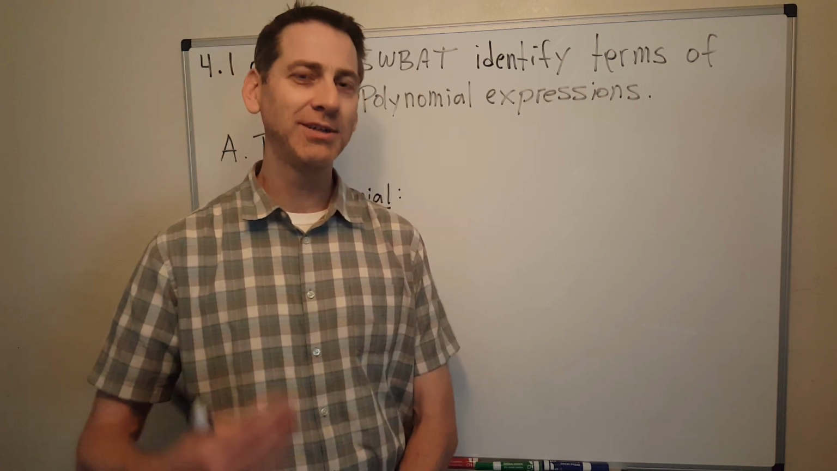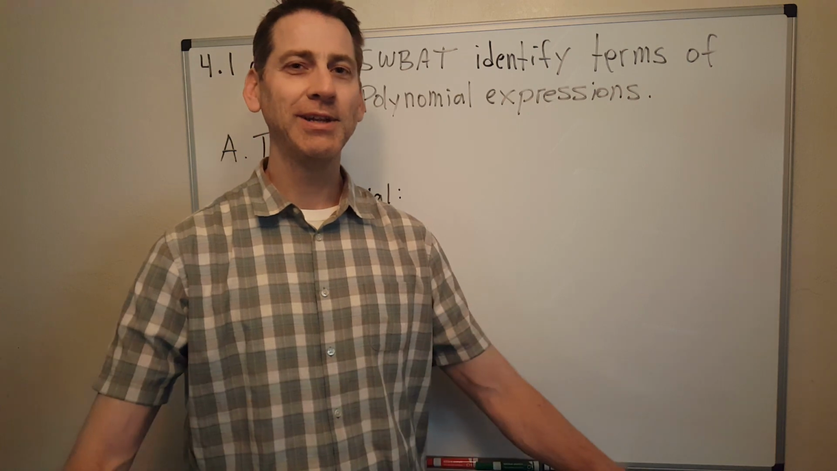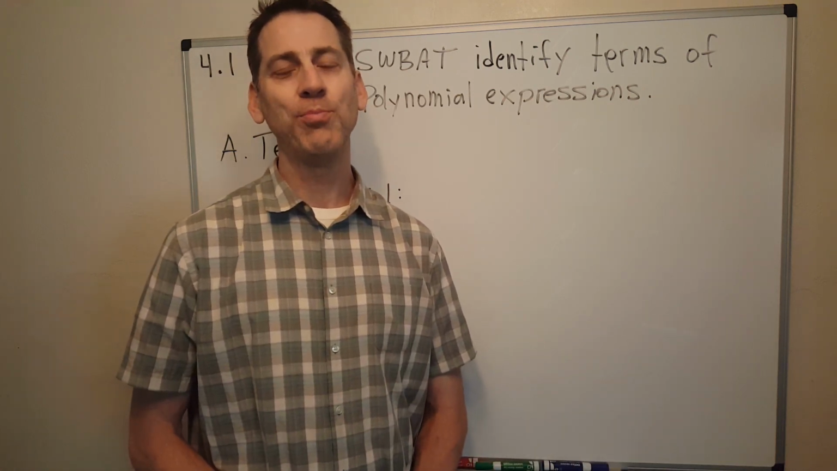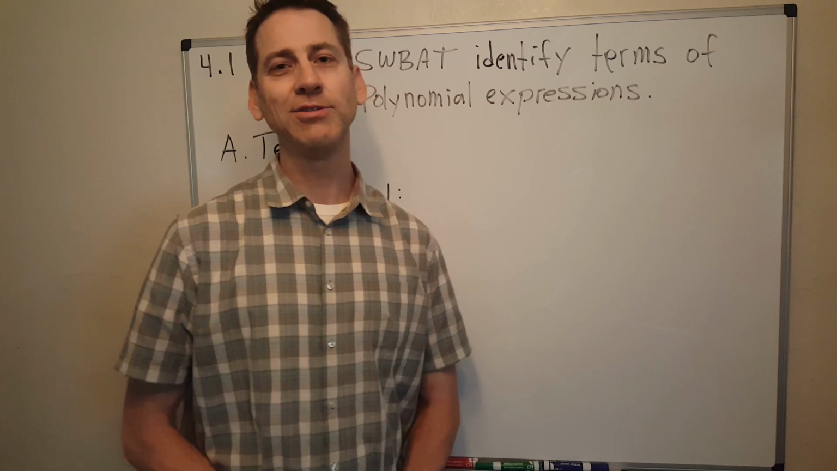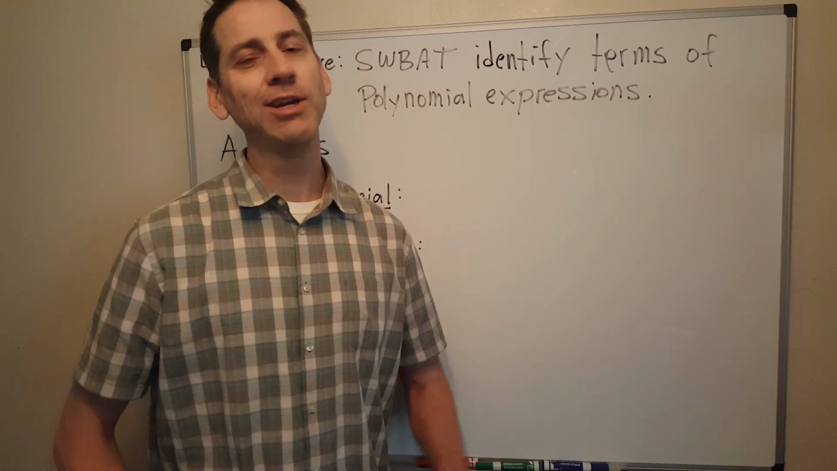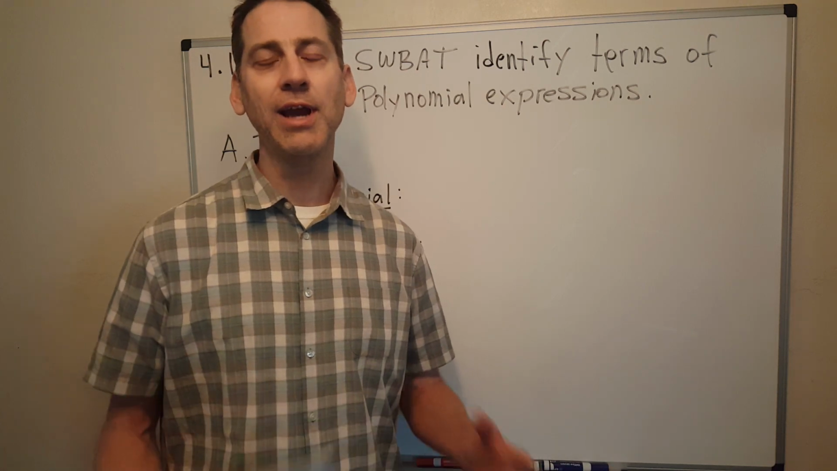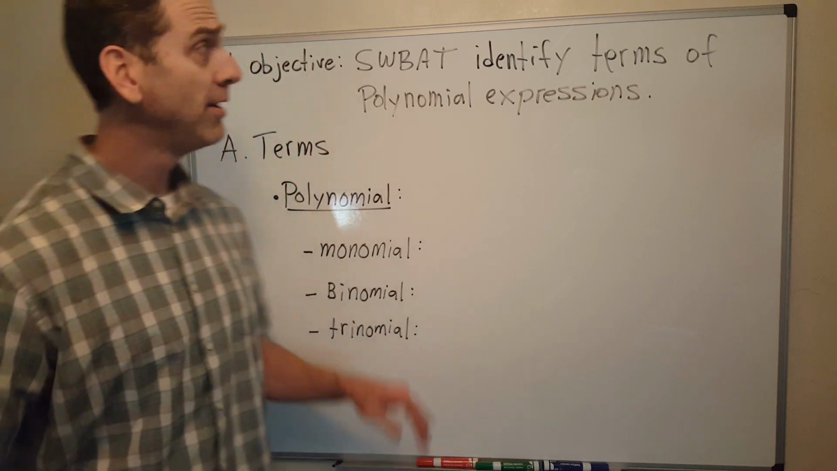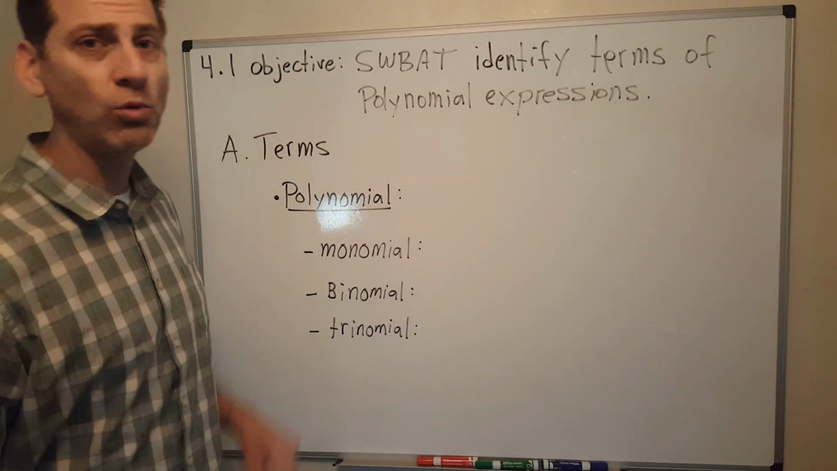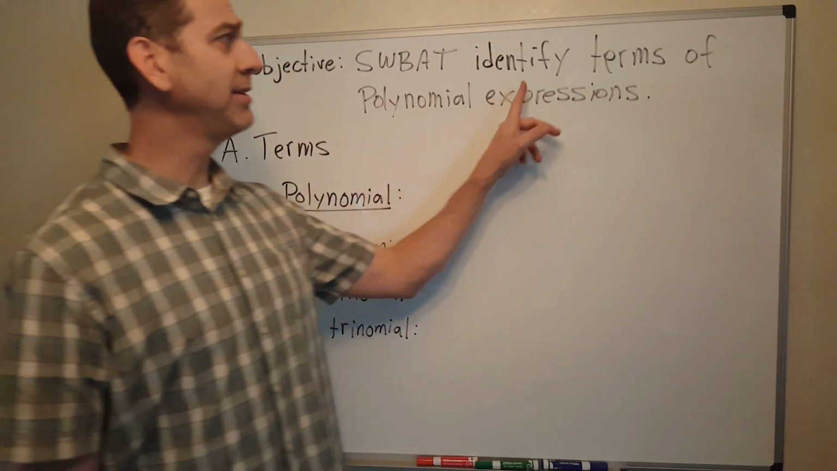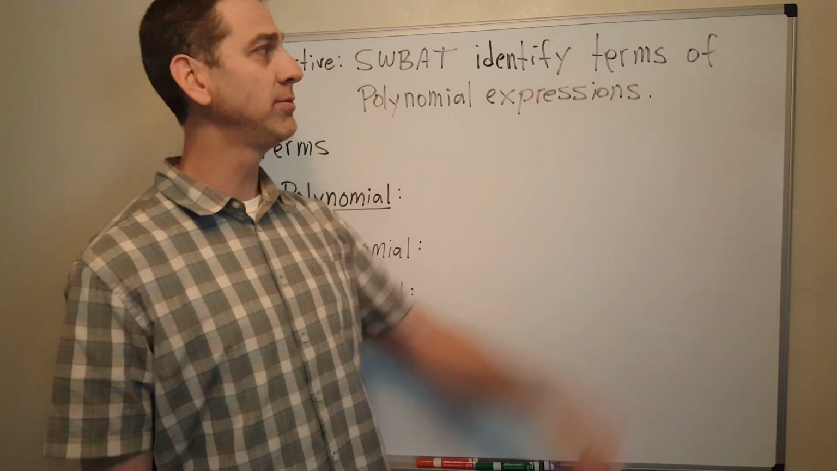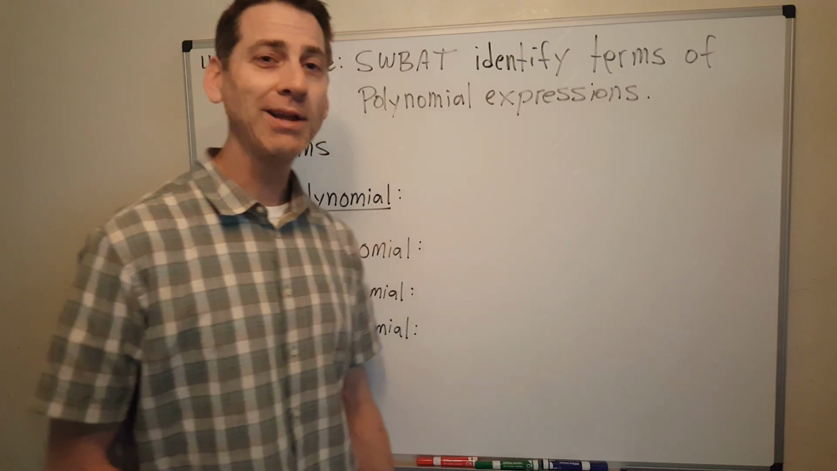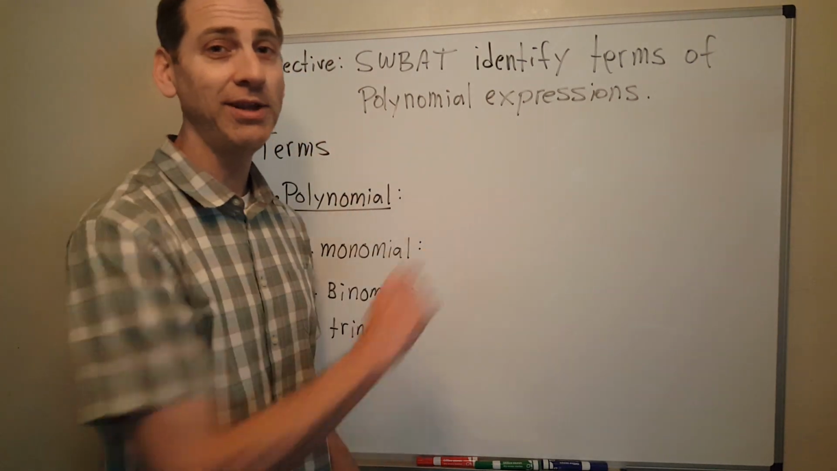Really, we started in Unit 3. We're just going to put that to the side, and we're going to start Unit 4, which is all about polynomials. In this video, we're just going to go over the terms, so you can know the vocabulary, the lingo of what we're talking about as we go along. This is Unit 4, Lesson 1, and our objective is that you will be able to identify terms of polynomial expressions. That's all we're going to do today, at least for this video.